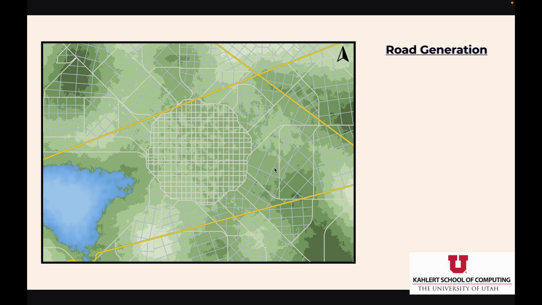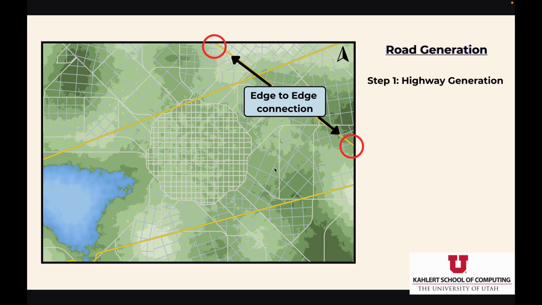Next, we generate a majority of our roads, starting with highways. The highways connect the edges of the map. They try their best to avoid obstacles such as steep terrain and bodies of water. They also try to connect what we call anchor points, which are just points of interest on the map, such as downtown and bodies of water.